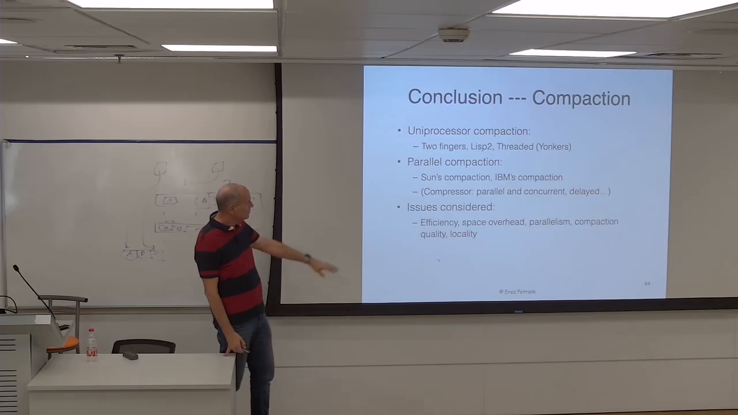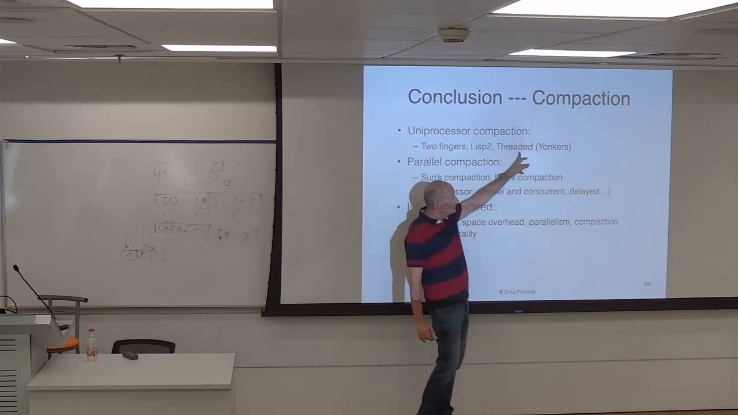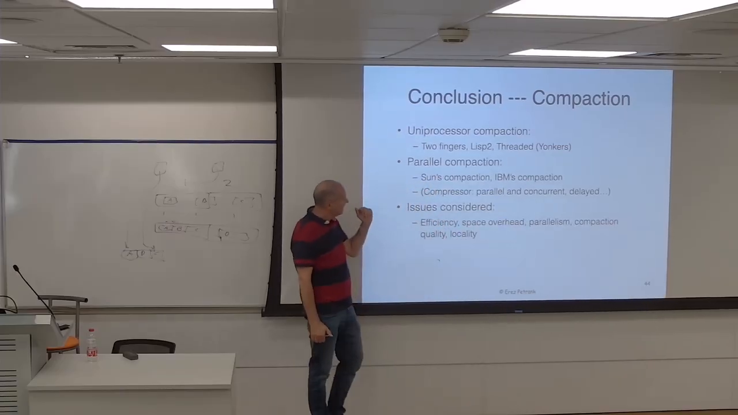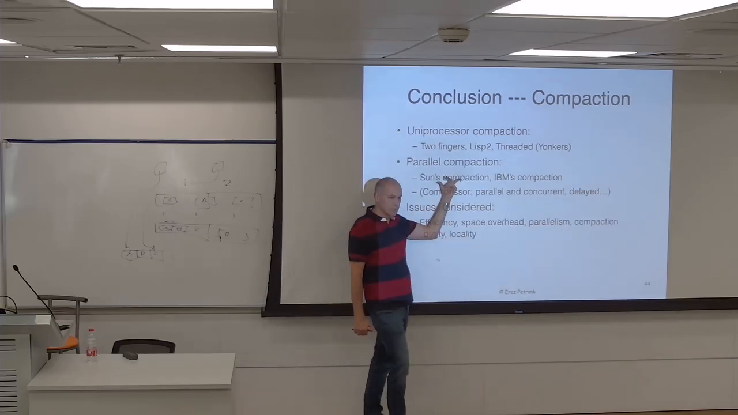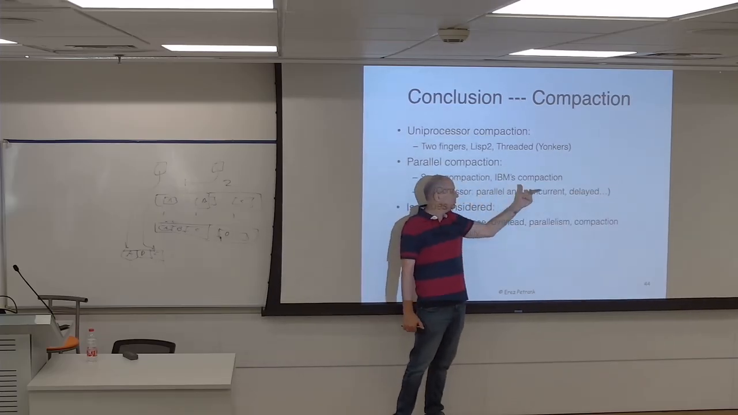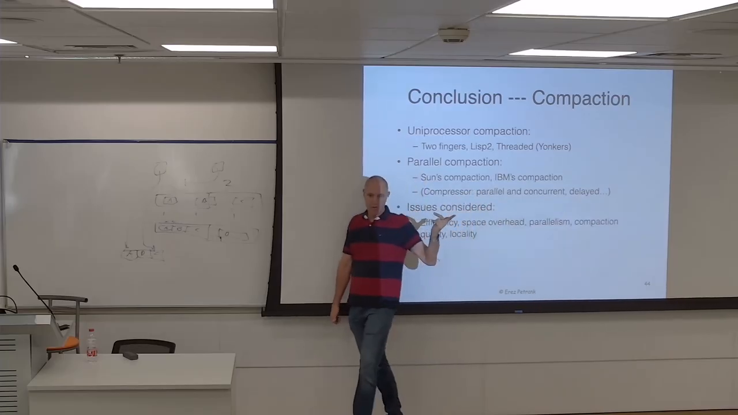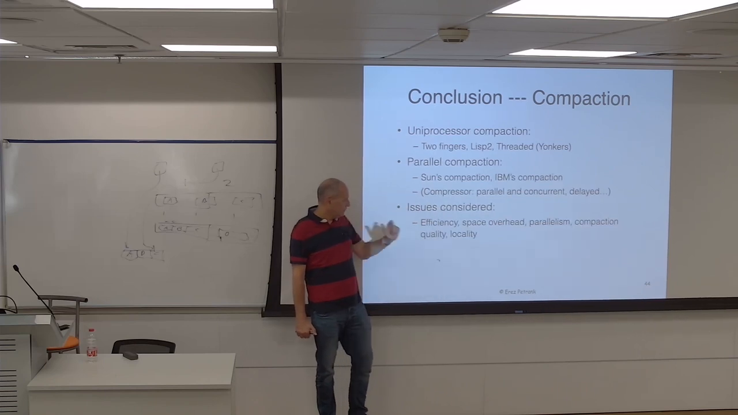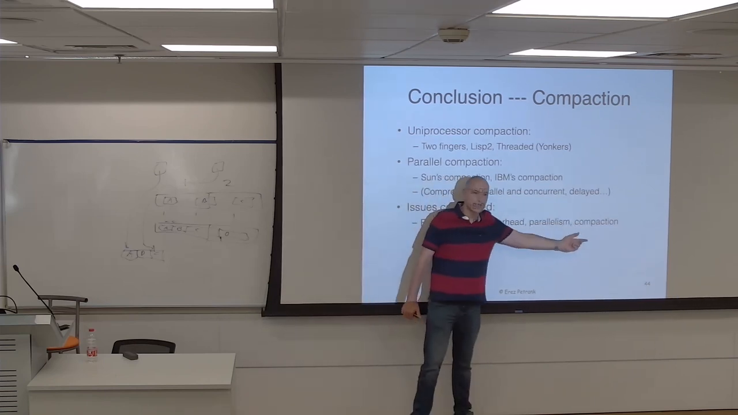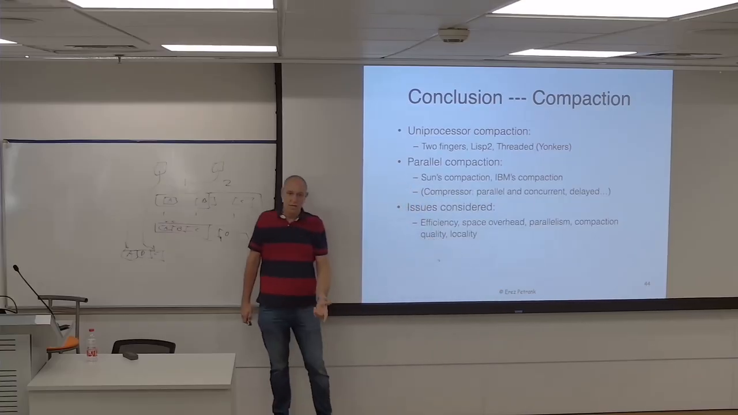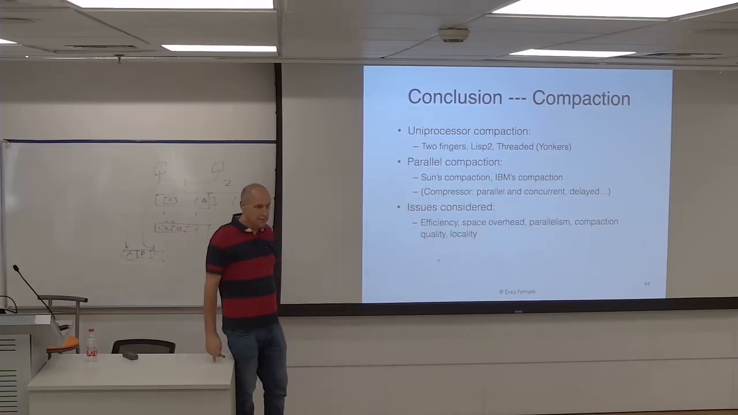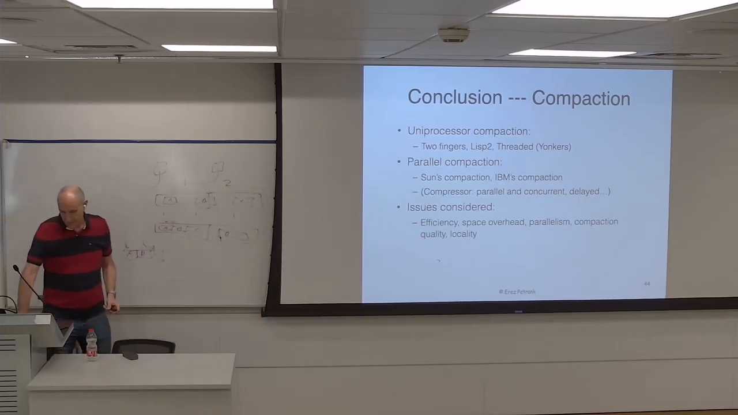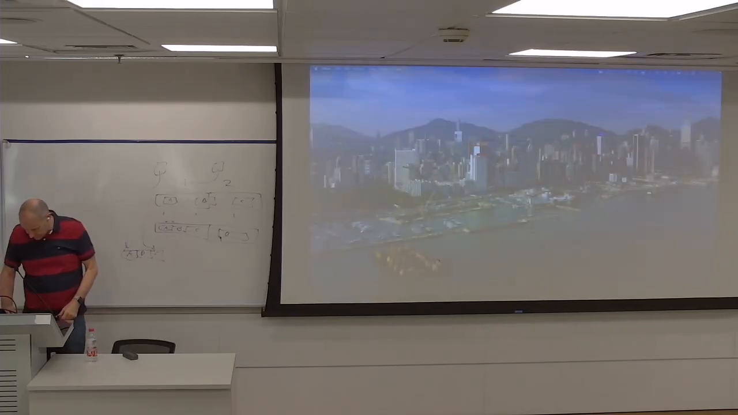Okay, so to conclude, we've studied two fingers, Lisp2 and threaded as single-threaded algorithms. And then we went into parallel compaction and looked at Sun's compaction of the Lisp2 and IBM's compaction. We still need to talk about the compressor in a later talk. And we talked about efficiency, space overhead, parallelism, compaction quality, locality. That completes compaction. Any questions? If not, then I will move to copying.